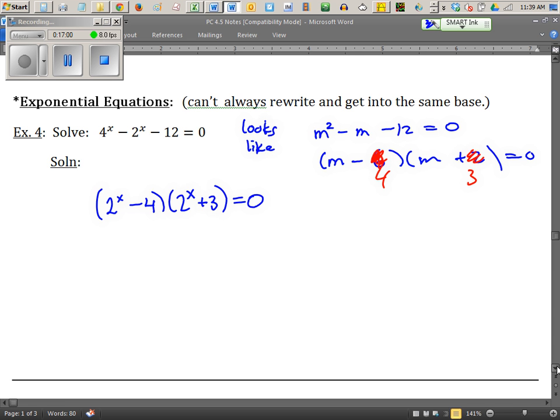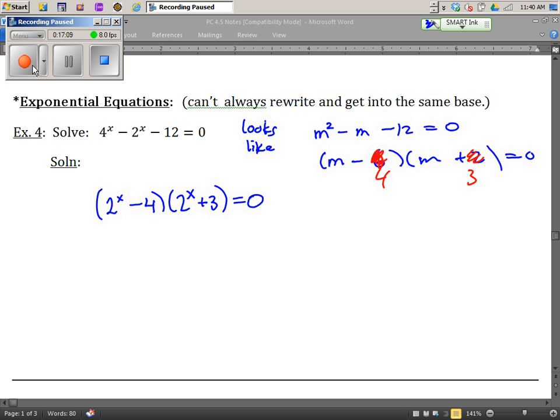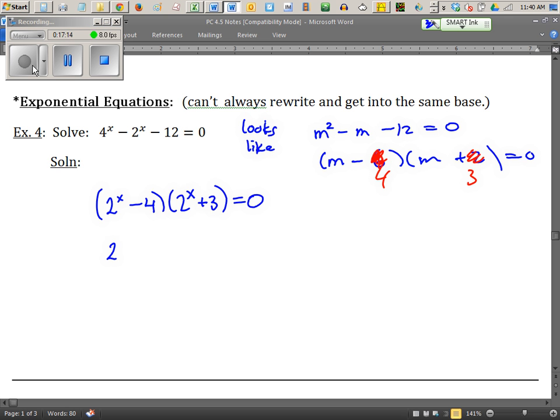This actually factors. So I'd like you to take a moment. I'm going to pause the recording. I'd like you to FOIL that and be sure that I really factored it correctly. Okay. So it FOILs properly. 2 to the x times 2 to the x is 2 to the 2x. So those are your firsts. Your outers, you have 2 to the x times 3, so the best you can do is write it like that maybe. The inners in your FOIL looks like negative 4 times 2 to the x.